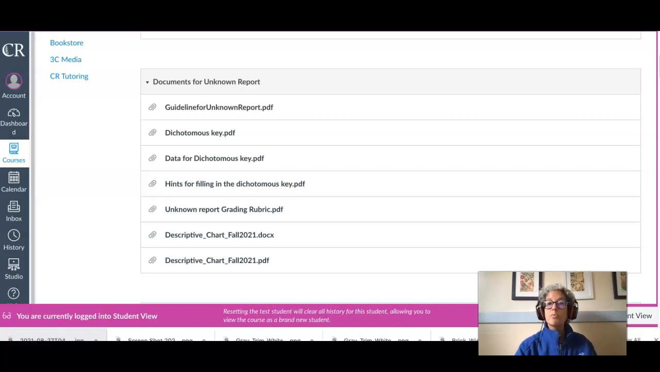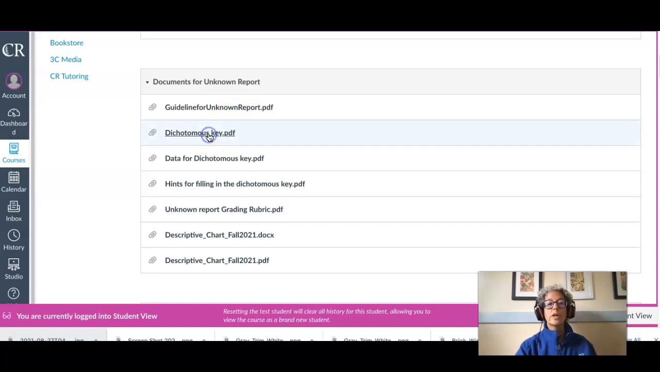You will only be responsible for recording the data for your own unknown microbe, along with both the positive and negative controls for each exercise. I have added this module of documents for the unknown report to our Canvas page. The guidelines are here that go through everything you need to know about the report and how to write it.